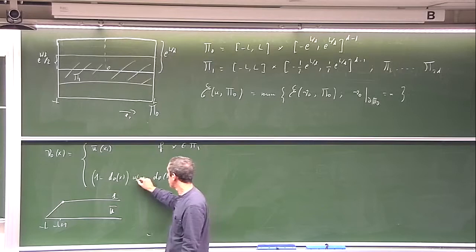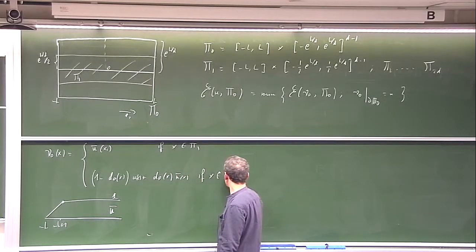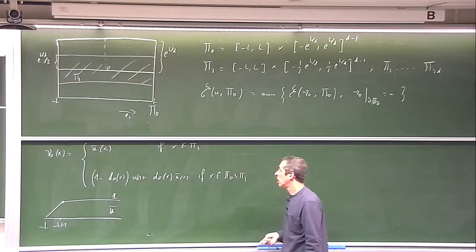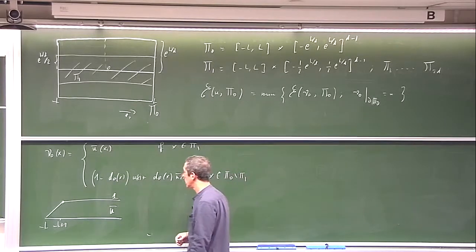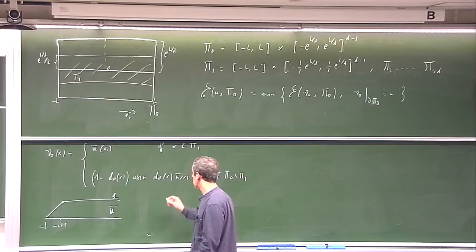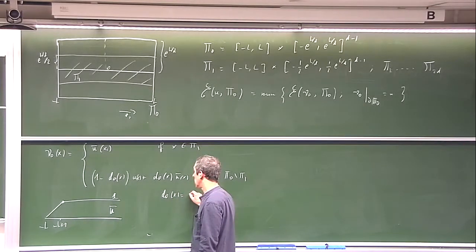Of x. This is if x is in pi 0 minus pi 1. And now, d0 has to move from 0 to 1. So d0 of x should be 1.